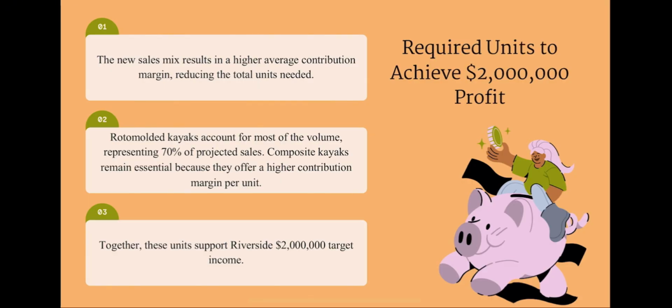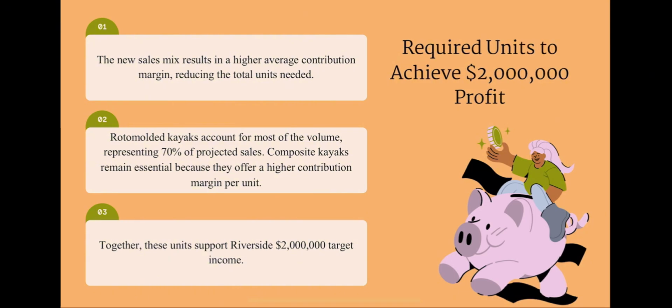Moving on, we prepared CVP income statements for each product line using a total sales level of 3 million based on the two-thirds and one-third split. Roto-molded kayaks generate 2 million in revenue, while composite kayaks generate 1 million after subtracting variable cost. The contribution margin for roto-molded kayaks is $800,000, and for composite kayaks, it's $330,000.